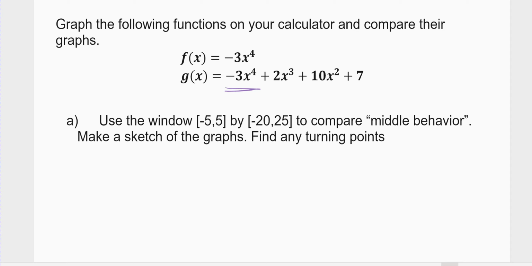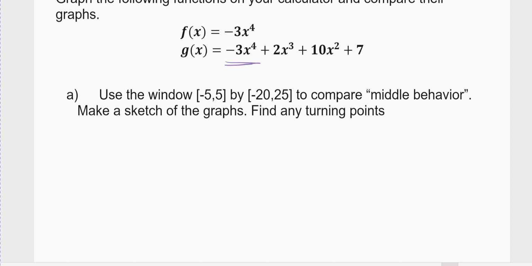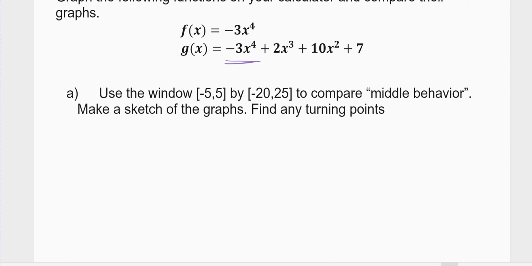I'm going to graph these two functions using a window. So again, these would be my x max and min. These would be my y max and min. So my x minimum is negative 5. My x max is positive 5. My y min is negative 20. My y max is 25. All right, so if I graph those, this would be graph 1. This would be graph 2.